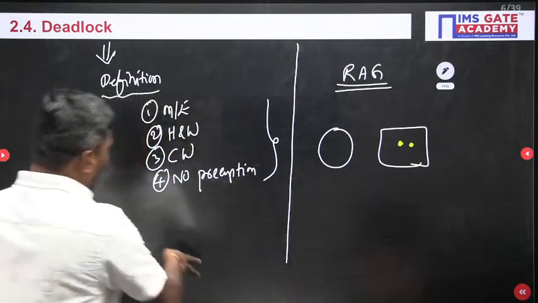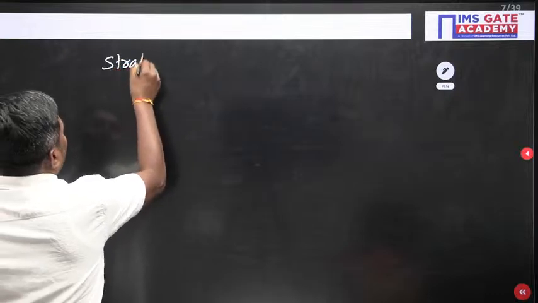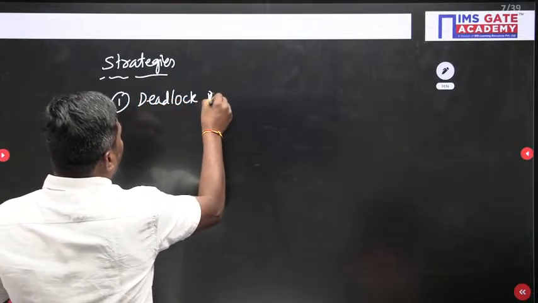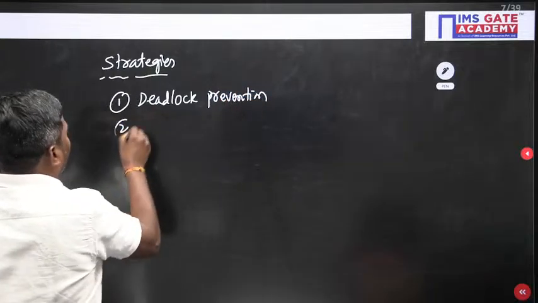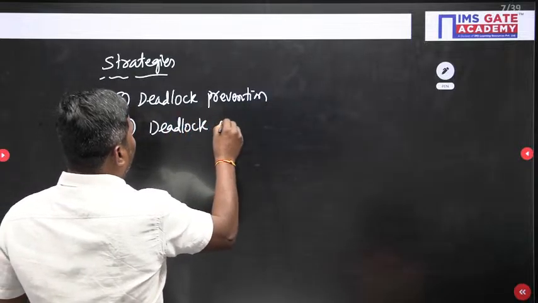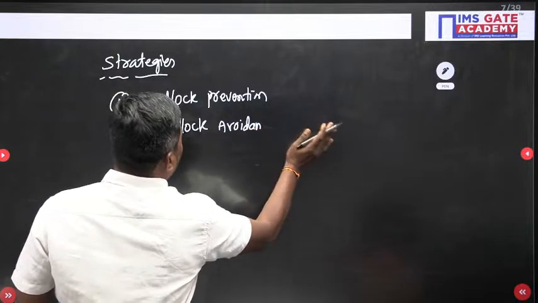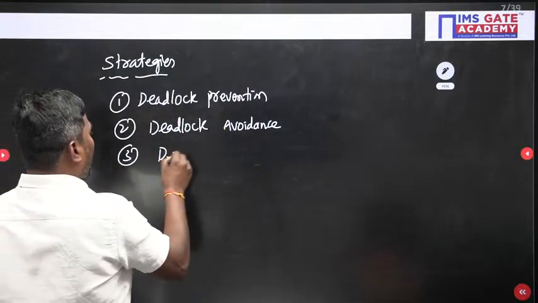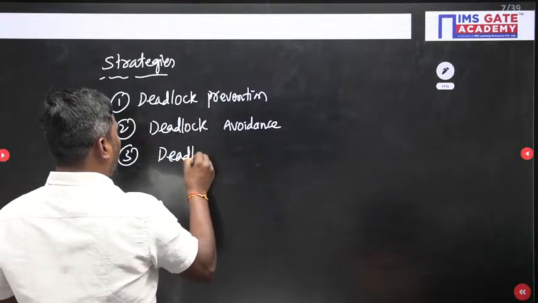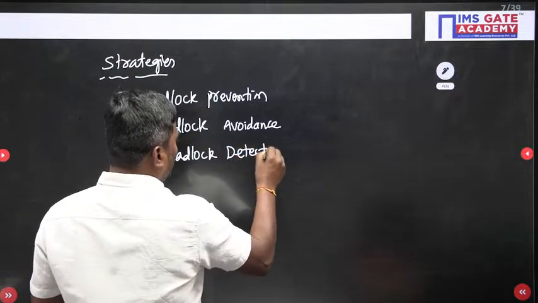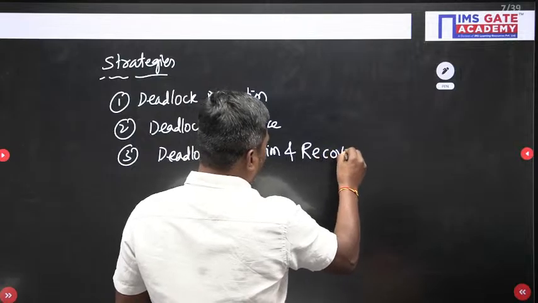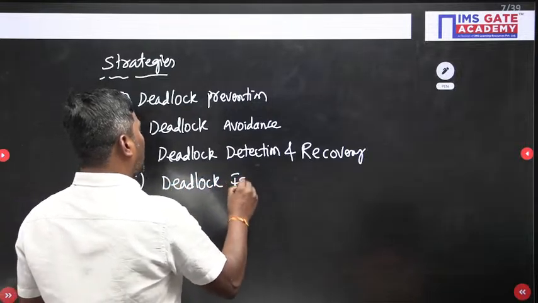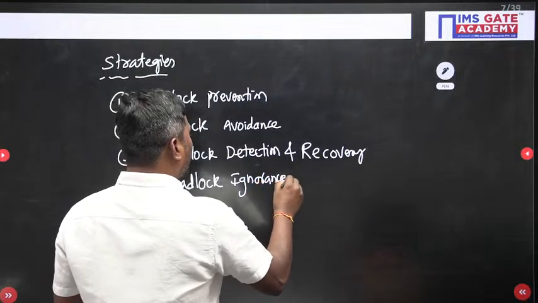Now, the deadlock handling strategies. The first one is deadlock prevention. The second one is deadlock avoidance. The third one is deadlock detection and recovery. The fourth one is the deadlock ignorance method.